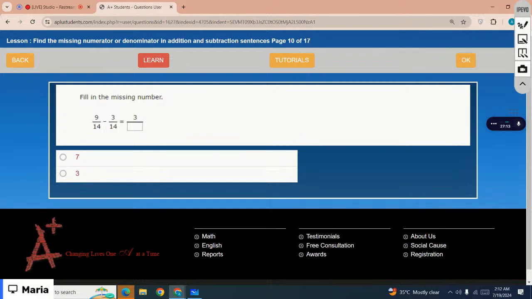Okay, fill in the missing numbers. 9 by 14 minus 3 by 14 equals 3 over the missing number. So which number is missing?